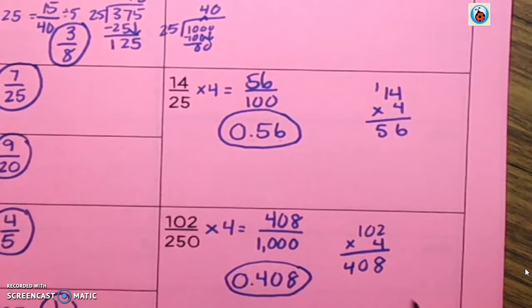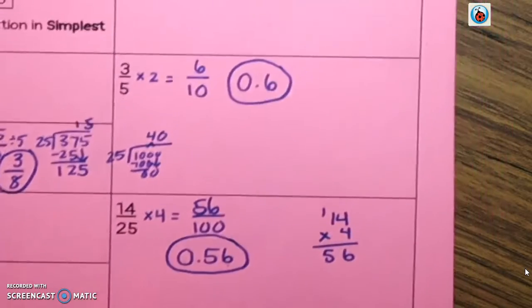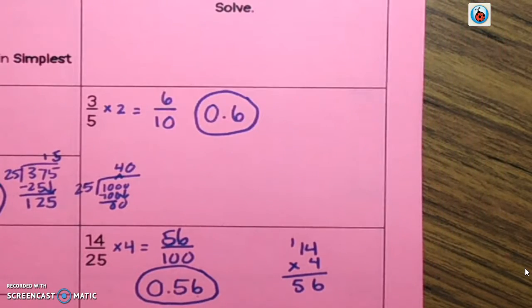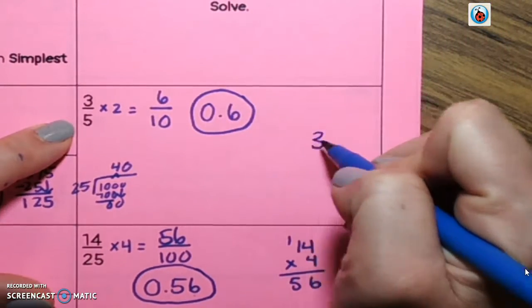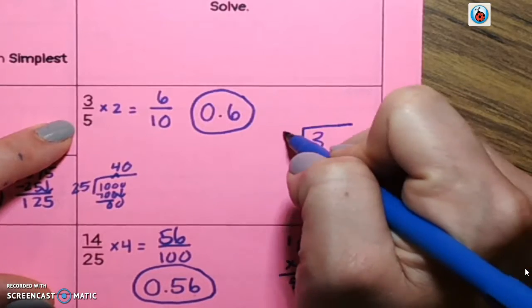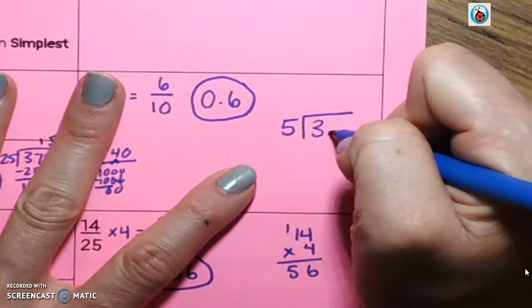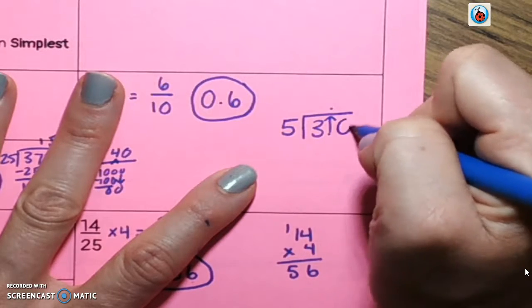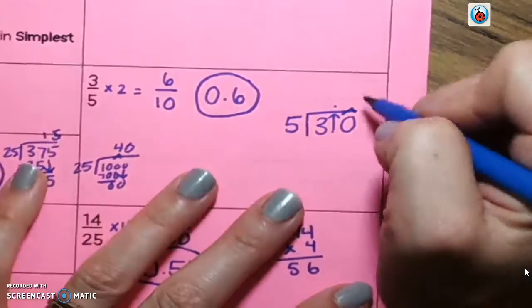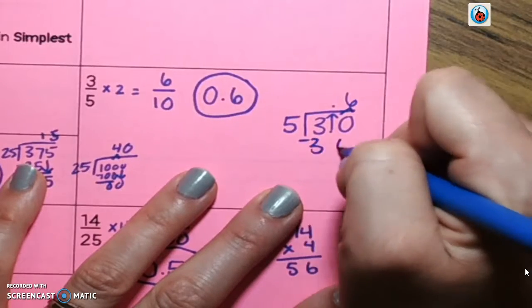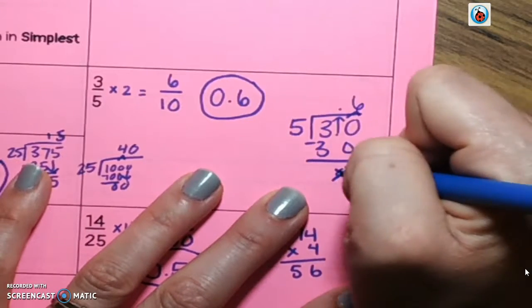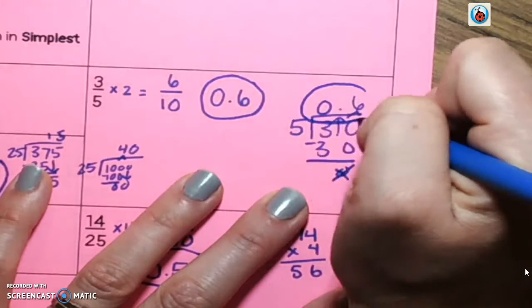Now sometimes as you're looking at them, the denominator may not go into 10, 100, or 1,000. And to fix that, all you have to do, and you can do that at any time, is take the numerator and divide by the denominator. Because 5 can't go into 3, we have to add a decimal, bring our decimal up and add a 0. 5 goes into 30 6 times. And look at this, here is your answer right here, 0.6.